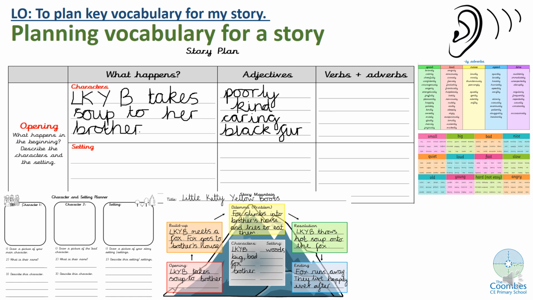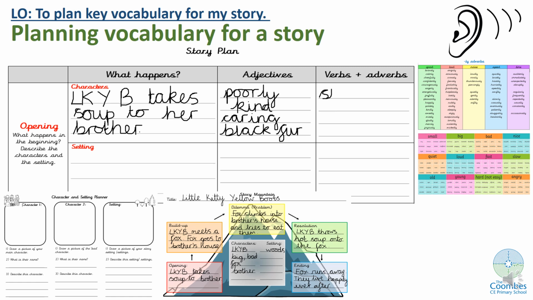So I know that Little Kitty Yellow Boots is taking some soup to her brother and she's going to walk from her house through the woods. So I could say she walked quickly. Maybe I could think about how else she could move. She's quite a happy character, so maybe she skipped. She could skip happily, so maybe she skipped happily through the woods.